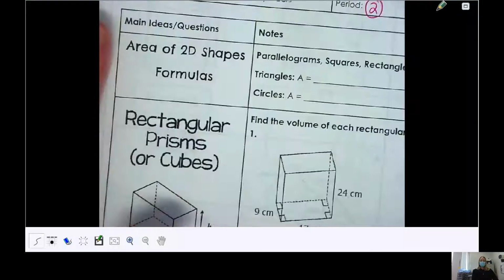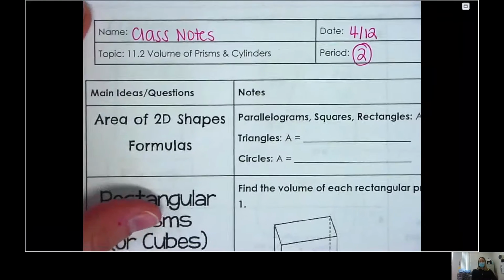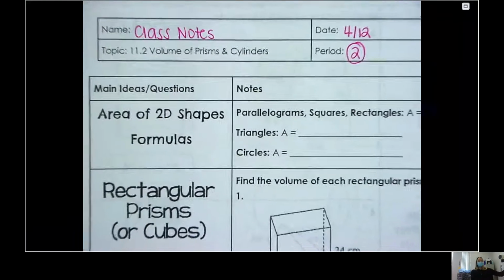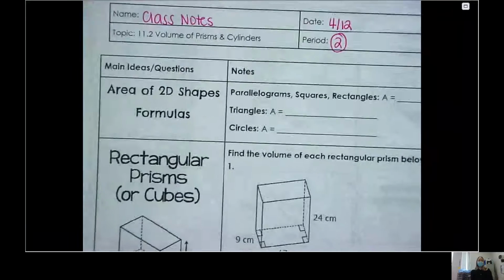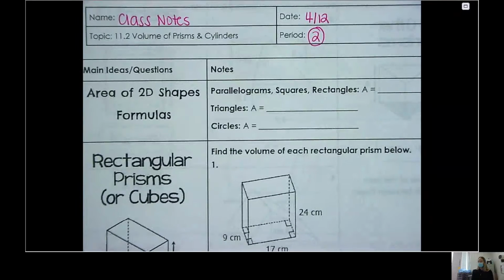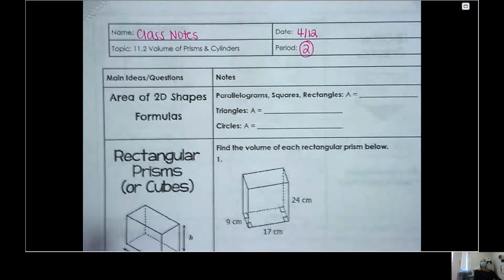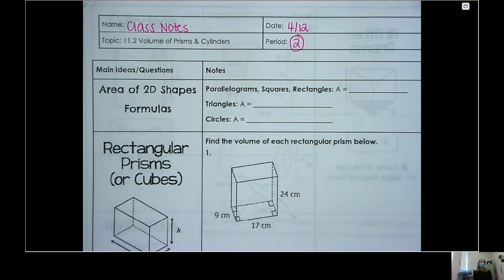So today we are going to talk about volume of prisms and cylinders. We're going to review what volume is. We're going to talk about some different 3D shapes that we've talked about last week. We're going to talk about calculating volume of different 3D prisms.